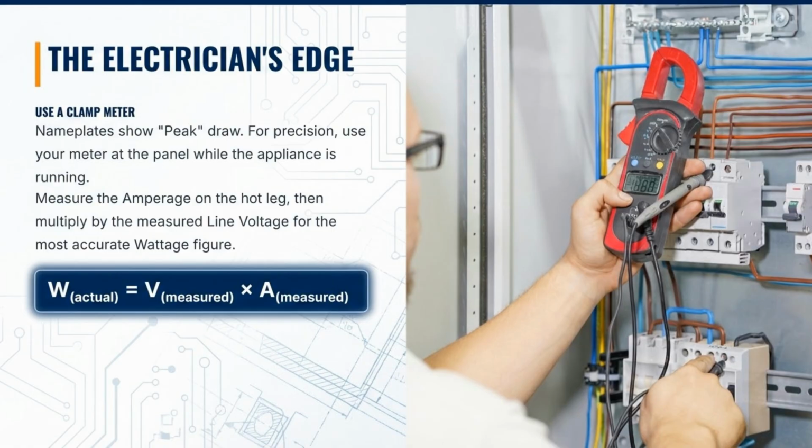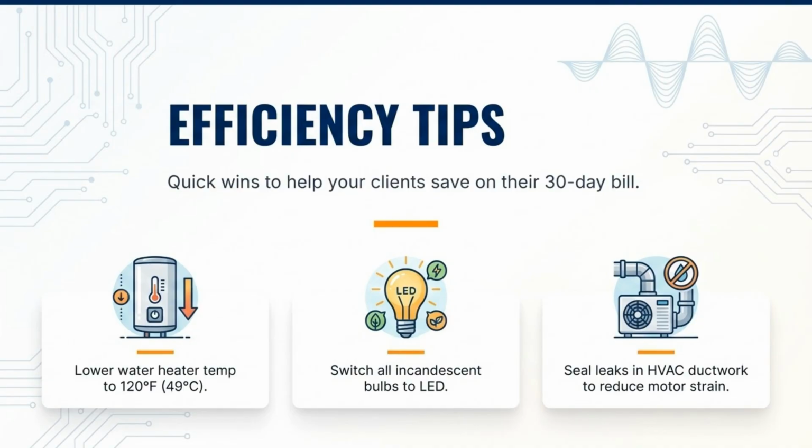Measure the amperage and multiply by the line voltage to find the actual wattage. Offer efficiency tips to your clients. Simple actions include lowering the water heater temperature, switching to LED bulbs, and sealing leaks in HVAC ductwork.